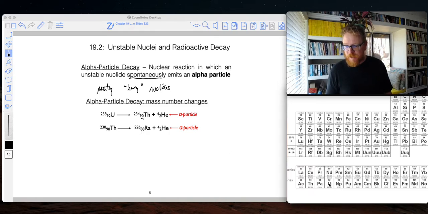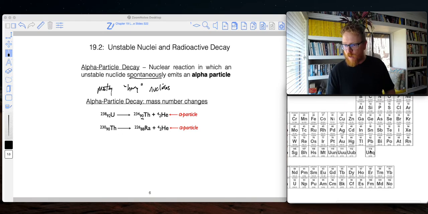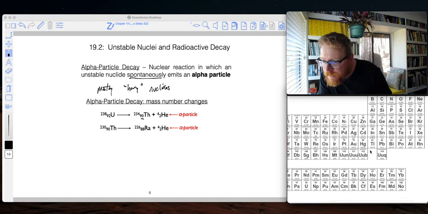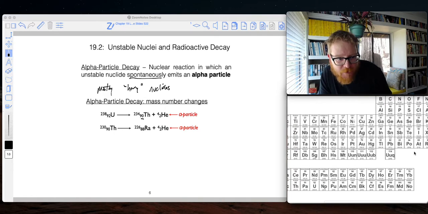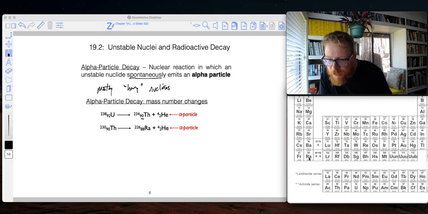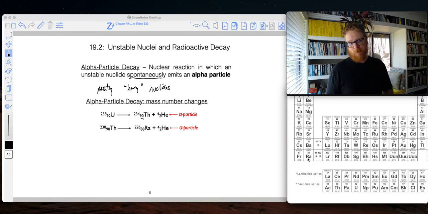And if I look here, number 88, and of course, it's all the way over on the other side. Wait, number 88, there it is, radon, okay? So that's our alpha particle decay. Next video will be on beta.